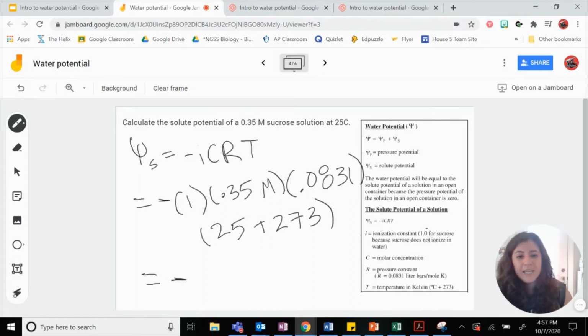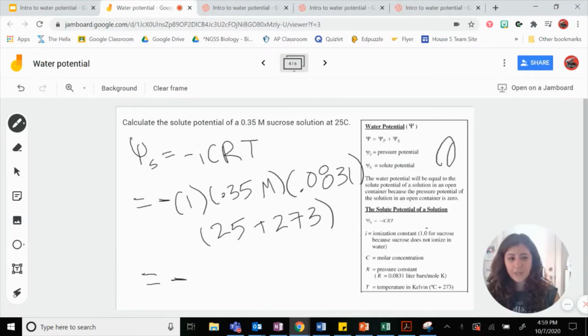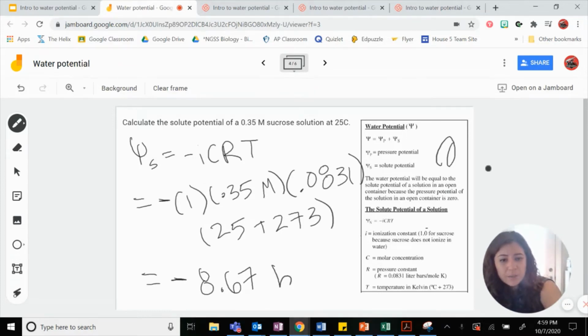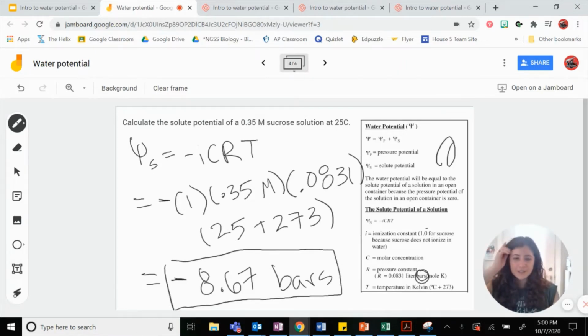Okay, and then we are going to go ahead and just plug that into our calculator. So we plug all of that in, and we get, don't forget the negative sign, right? Negative 8.67. And what's the units? The units is always going to be bars. We could check our units and they'd cancel out, and all we would get left here is bars. Okay, and there is our answer.